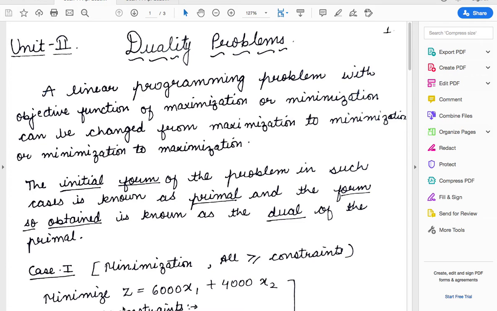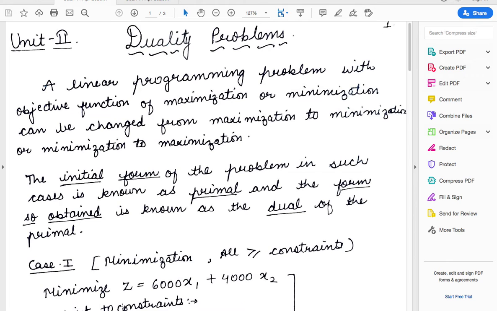So the main idea behind changing from primal to dual is to reduce the number of constraints and thereby the number of steps to obtain the optimal solution. The initial form of the problem in such cases is known as primal, and the form so obtained is known as the dual of the primal. So the initial form, which is given in the question, is called primal, and the form so obtained is called the dual of the primal.